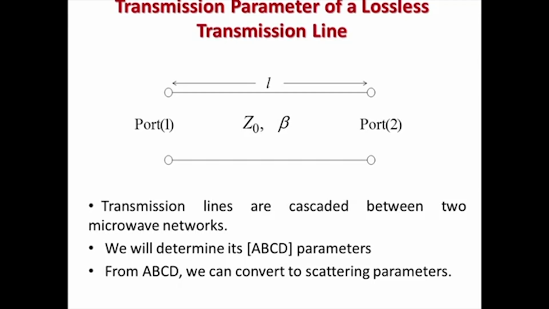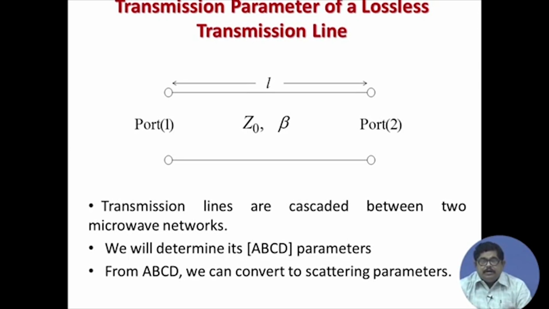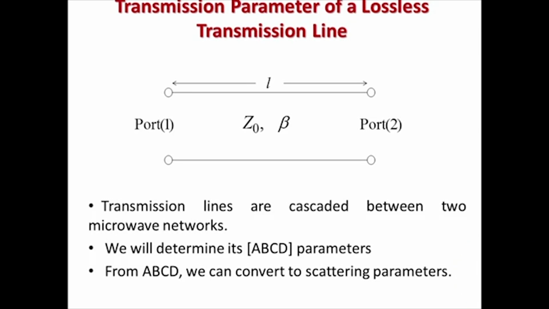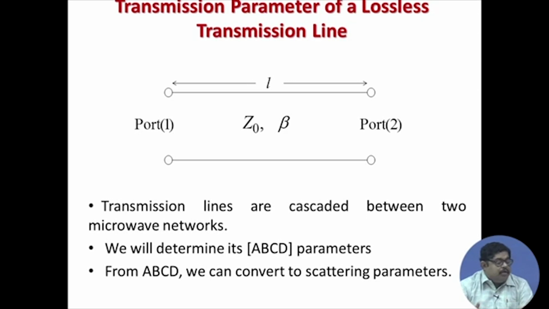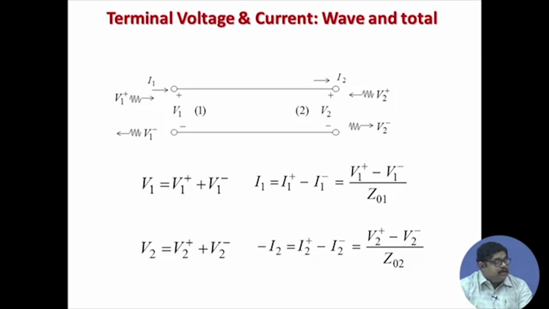Now, first let us find the transmission parameter of a lossless transmission line. You are given a simple transmission line, find the ABCD parameter. Now, obviously, the moment we say transmission line, it means the wave nature will come into play. So, we will have to find the incident voltage wave, incident current wave, reflected voltage wave, etc. Find the S parameters, and also we can find the ABCD parameters, and from ABCD we can convert back to scattering parameters. So, this strategy we will follow.